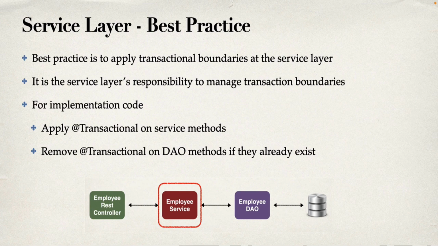What this means for our implementation code is that we'll apply the transactional annotation on our service methods, and we'll actually remove the transactional annotation on our DAO methods if they already exist. So effectively here, we're going to shift the transactional annotations from the DAO methods over to the service methods. And that's the best practice for managing transactions whenever you're making use of service layers and DAOs at the same time in the same architecture.